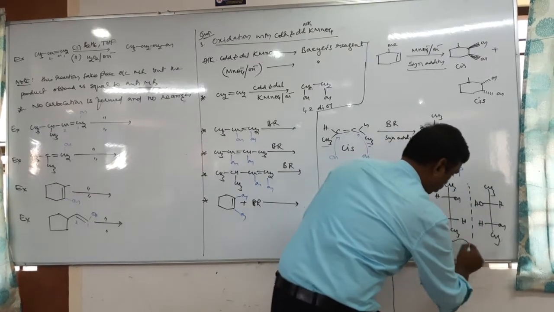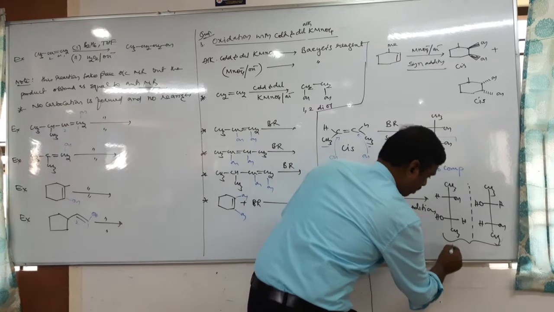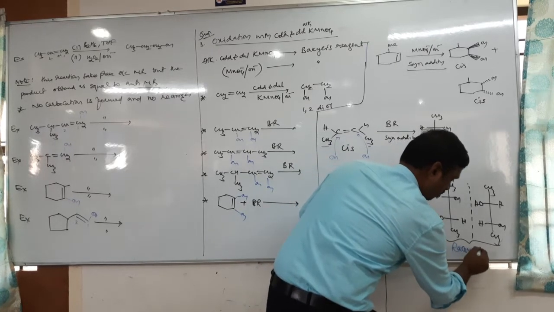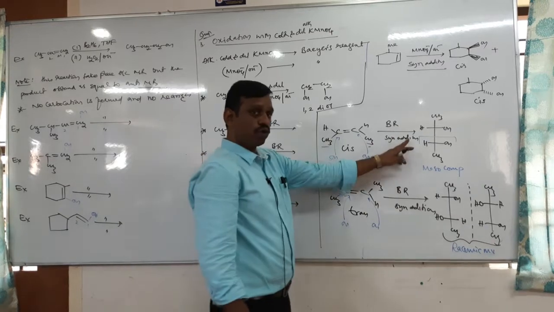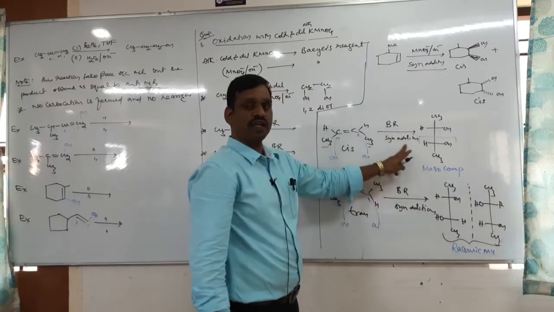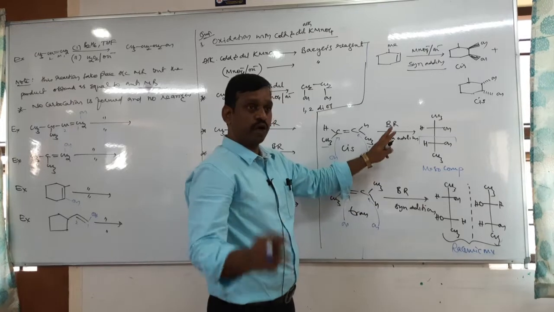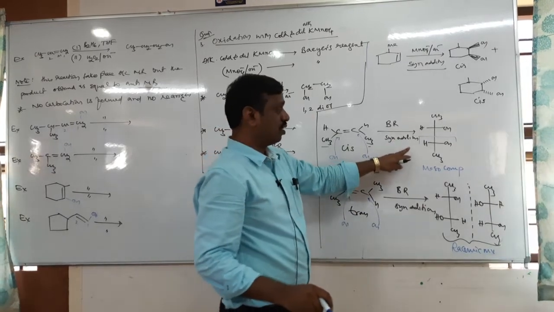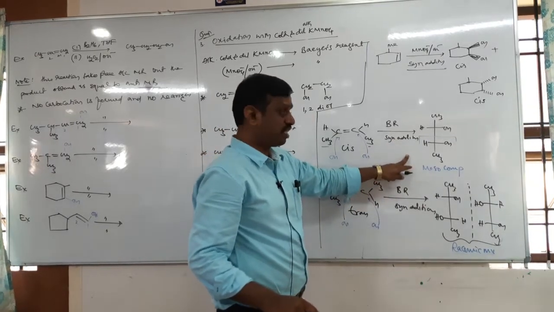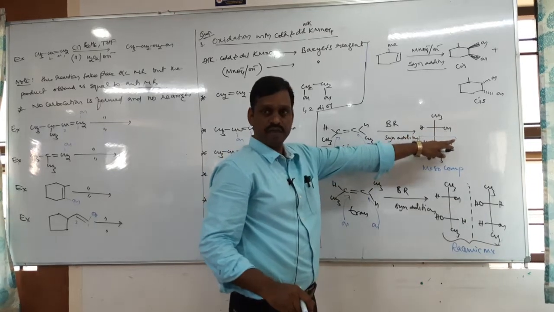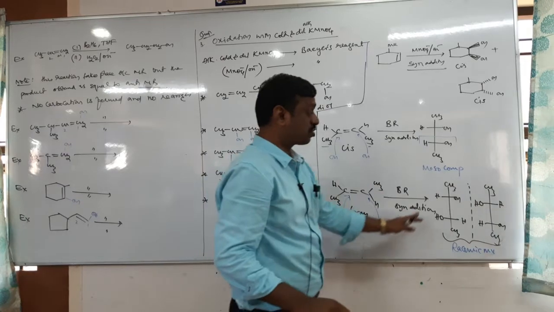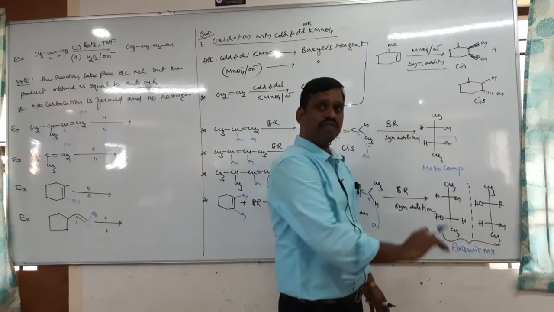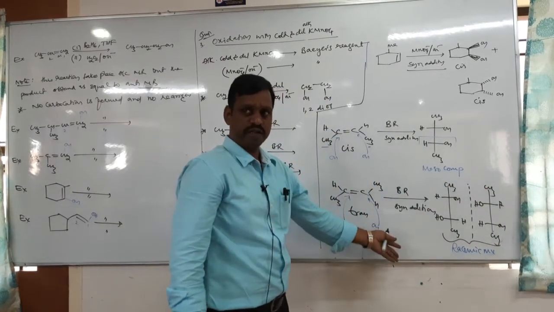So therefore, these are called what? Racemic mixture. So here meso compound and racemic mixture, both are optically inactive. Meso is optically inactive due to internal compensation and plane of symmetry, and racemic mixture is optically inactive due to external compensation but not plane of symmetry. They do not have a plane of symmetry.